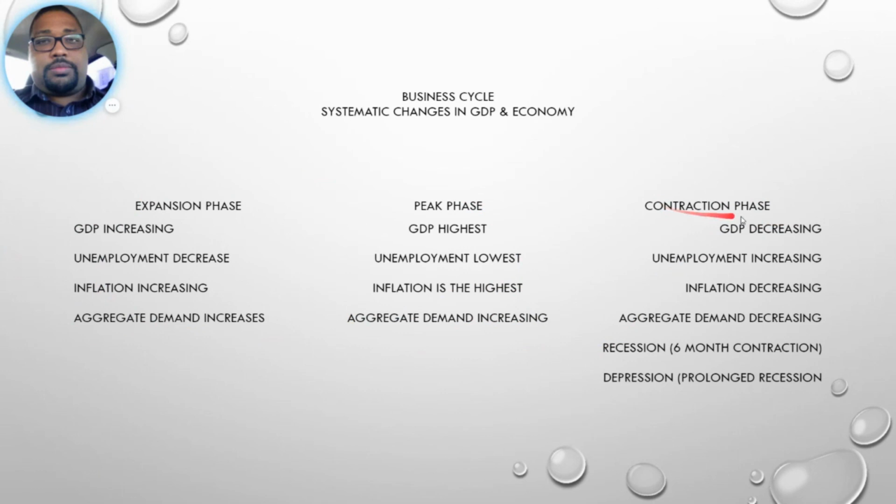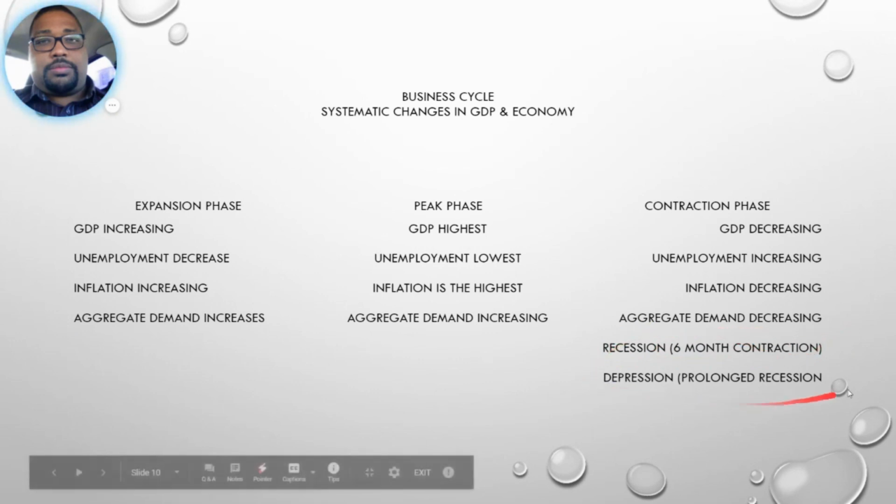Contraction is when things start to change a little bit. In the contraction phase, you have GDP that begins to decrease, unemployment begins to go up, inflation begins to decrease, and aggregate demand decreases, meaning total demand, people are not spending money. Recession is a 6-month contraction. Let me say that again. Recession is a 6-month contraction. So anything longer or considered a prolonged recession leads to a depression.